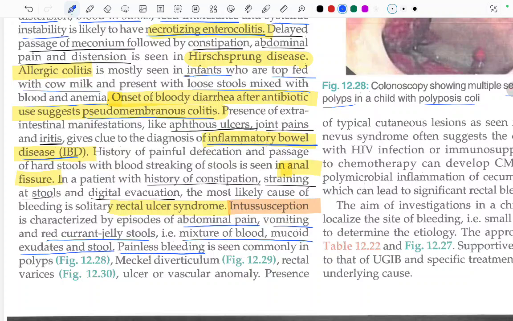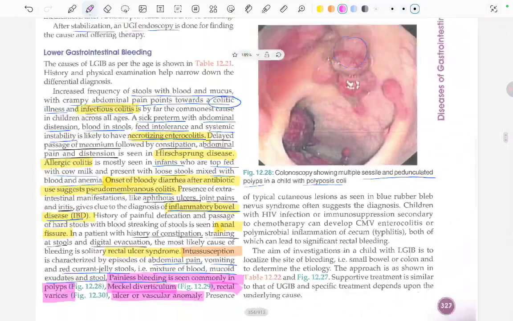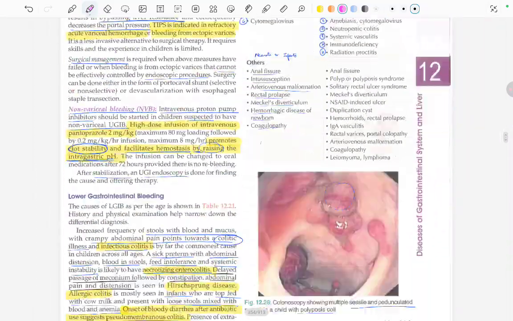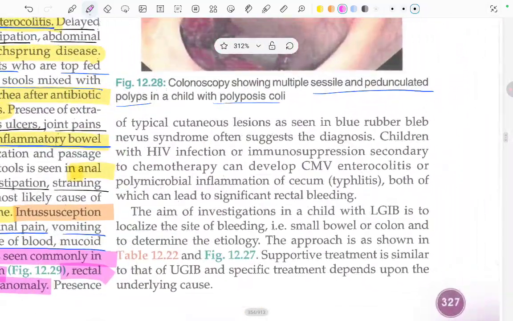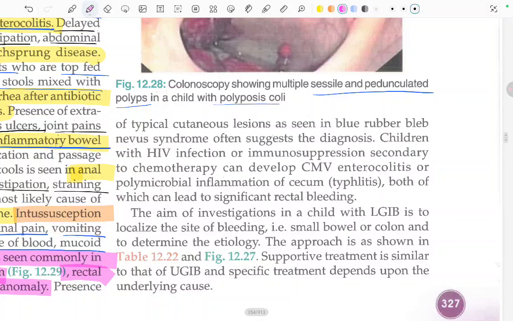Painless bleeding is seen in polyps, Meckel's diverticulum, rectal varices, ulcer or vascular anomaly. Fine, this is an important line. Painless bleeding is seen commonly in polyps, Meckel's diverticulum, rectal varices and ulcer or vascular anomaly. Presence of typical cutaneous lesions is seen in blue rubber bleb nevus syndrome, which often suggests the diagnosis.